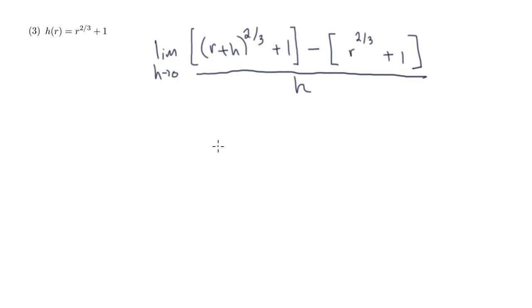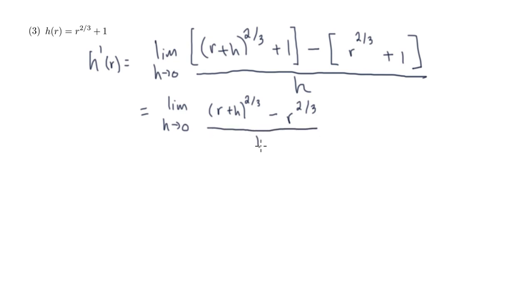So first of all, notice that this does simplify a little bit. This is the limit as h goes to 0, and all of this is equal to h prime of r, of course, of (r plus h) to the 2/3 minus r to the 2/3, all over h. All I did is, this is plus 1 minus 1, so that canceled. But what do we do here?